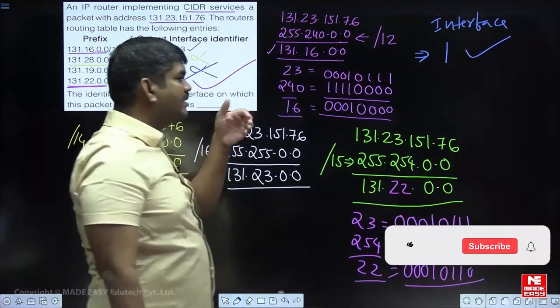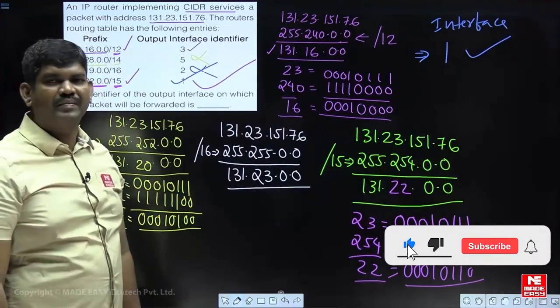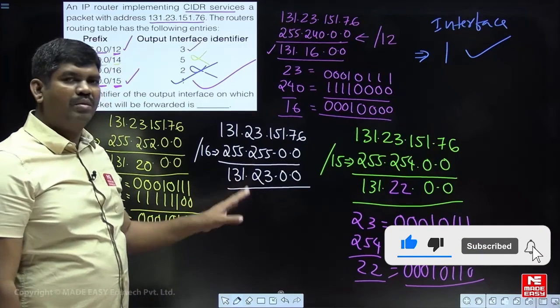Because exactly there the computers are going to be present. Okay, so this is one more model you can see.